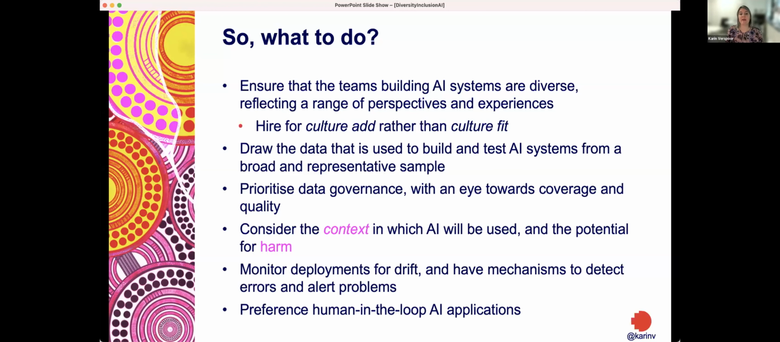And importantly, we need to consider the context in which AI will be used and the potential for harm from these tools. When we have a tool, we need to monitor it for drift and have mechanisms to detect and report problems that we notice as users of these tools. And that suggests a preference for human-in-the-loop AI applications.